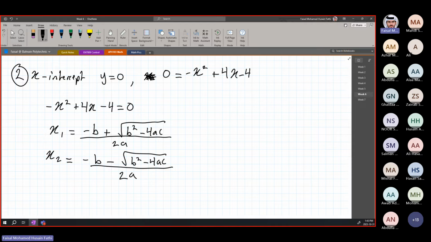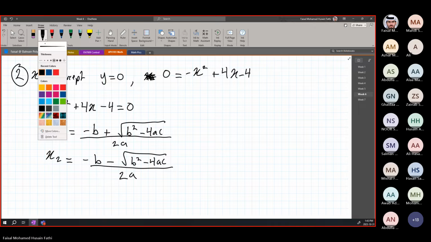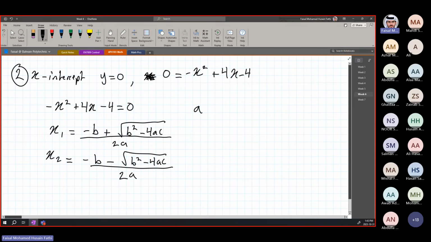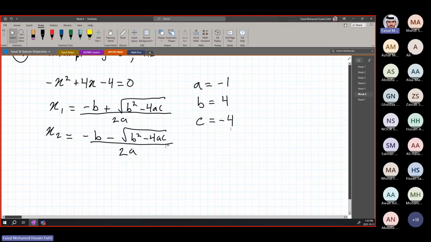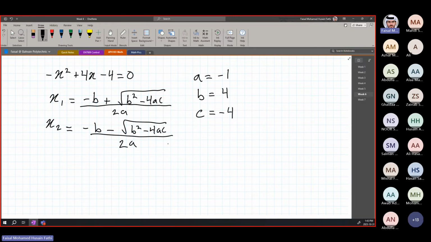x1 and x2. We know that a is equal to minus 1, b is equal to 4, c is equal to minus 4. Okay, we can plug into these equations.